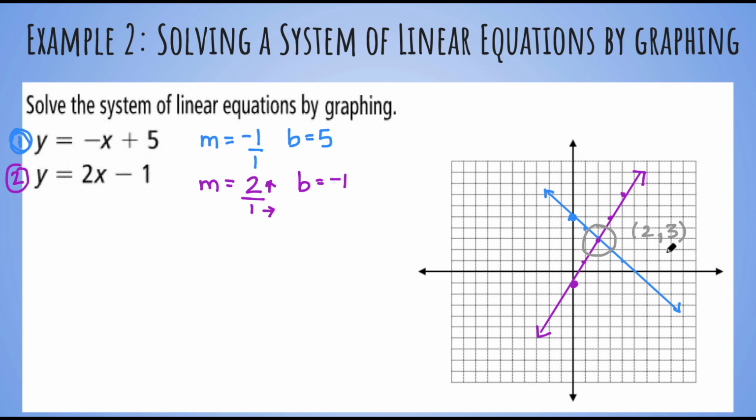So then our last step is we need to check to see if this point is a solution to both of these equations. So for our first equation, we have y equals -x plus 5, and we're using the point 2, 3 as our point of intersection. So let's substitute in 3 for y, and we're substituting in 2 for our x, and then we're adding 5. So we can see that 3 is equal to 5 minus 2, which is 3. So that checks out. So this point does fall on our first line.